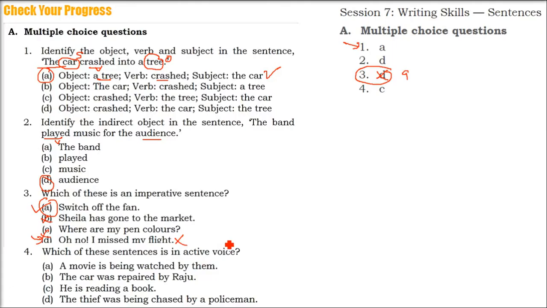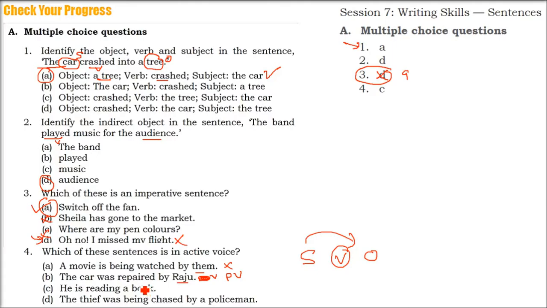Which of these sentences is in active voice? Active voice is when subject works on object. A movie is watched by them. No. The car was repaired by Raju. No, because here the object is getting action. First also, object is getting action, right? So these are passive voice.